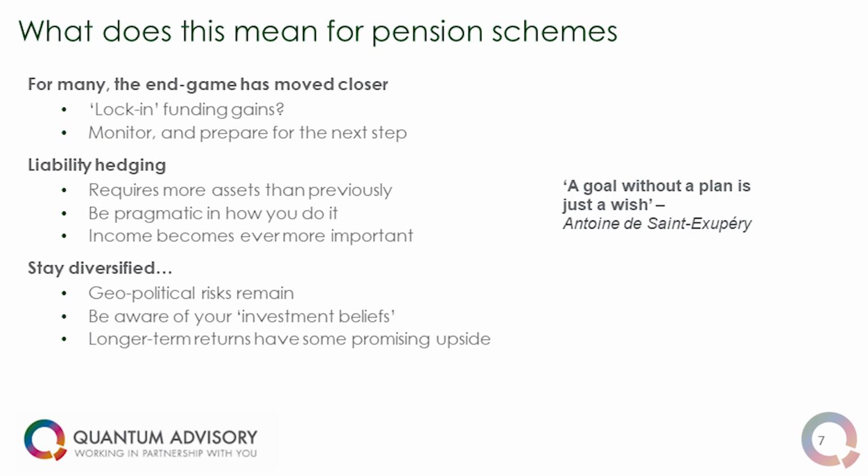And that gives an opportunity to potentially lock some of those gains in. So it actually takes schemes closer to their end game. If their end game is buyout, if their end game is self-sufficiency, many schemes have had a bit of a push along that path, which has been very helpful. So thinking about whether there is an opportunity to de-risk assets is one thing to be aware of at the moment, and also to monitor and prepare for what the next step might be.